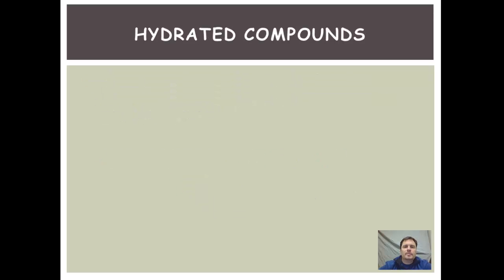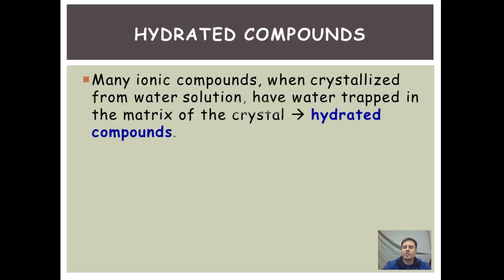Alright, I want to talk about a special type of compound, and these are what we call hydrated compounds. If you're well hydrated, that means you're full of water. You're not dehydrated. You have lots of water in you. Well, hydrated compounds are the same thing. They have water in them. They occur when certain ionic compounds crystallize. And when they form this crystal structure, they actually trap water molecules inside them.